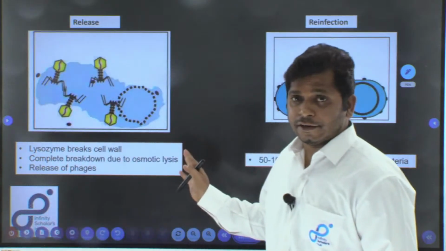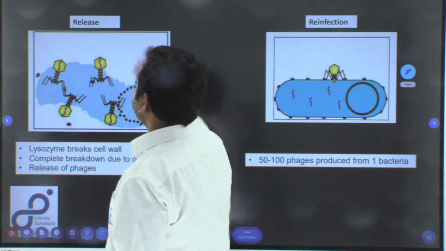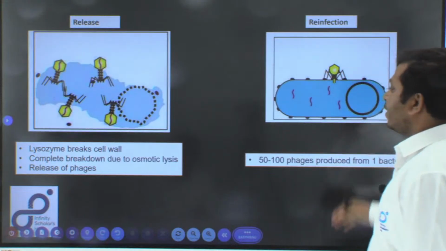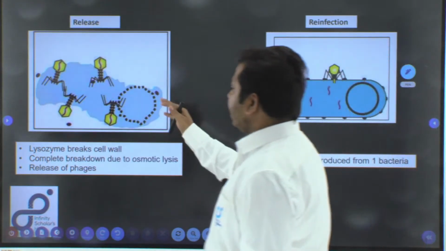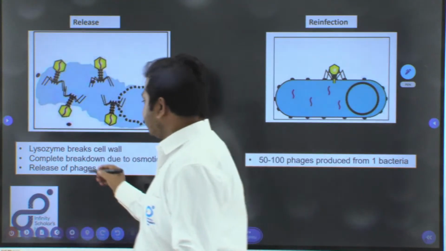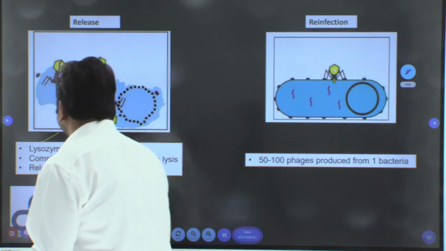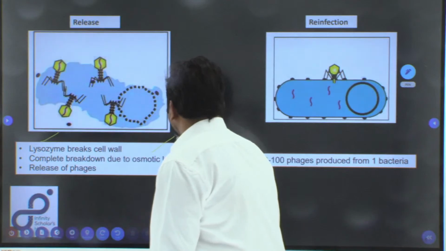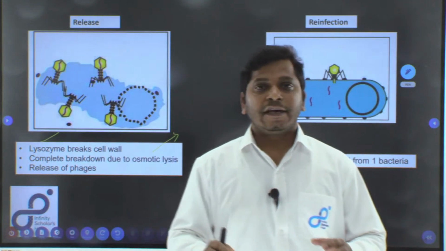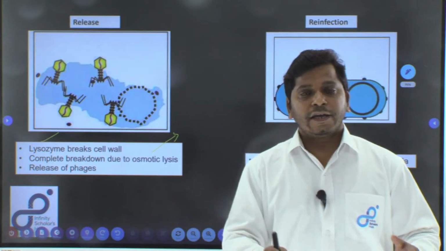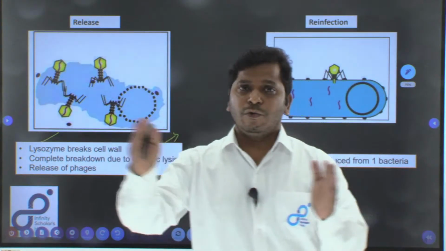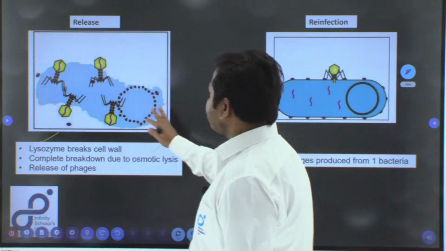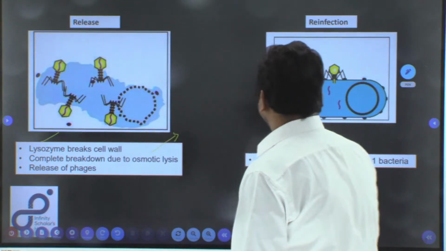Hope this process is clear, right? Once they are released due to the breakage of the bacterial cell, they will grow and reinfect another bacteria. The release is accomplished by two things. Please remember this, as it usually comes in the exam: the action of lysozyme, and complete breakage of the cell wall due to osmotic lysis. Whatever I discussed, that the water potential of the bacterial cell is lower, so water moves from higher water potential to lower water potential, and therefore completely lyses the bacterial cell. This is the fundamental mechanism of how the bacterial cell wall breaks.